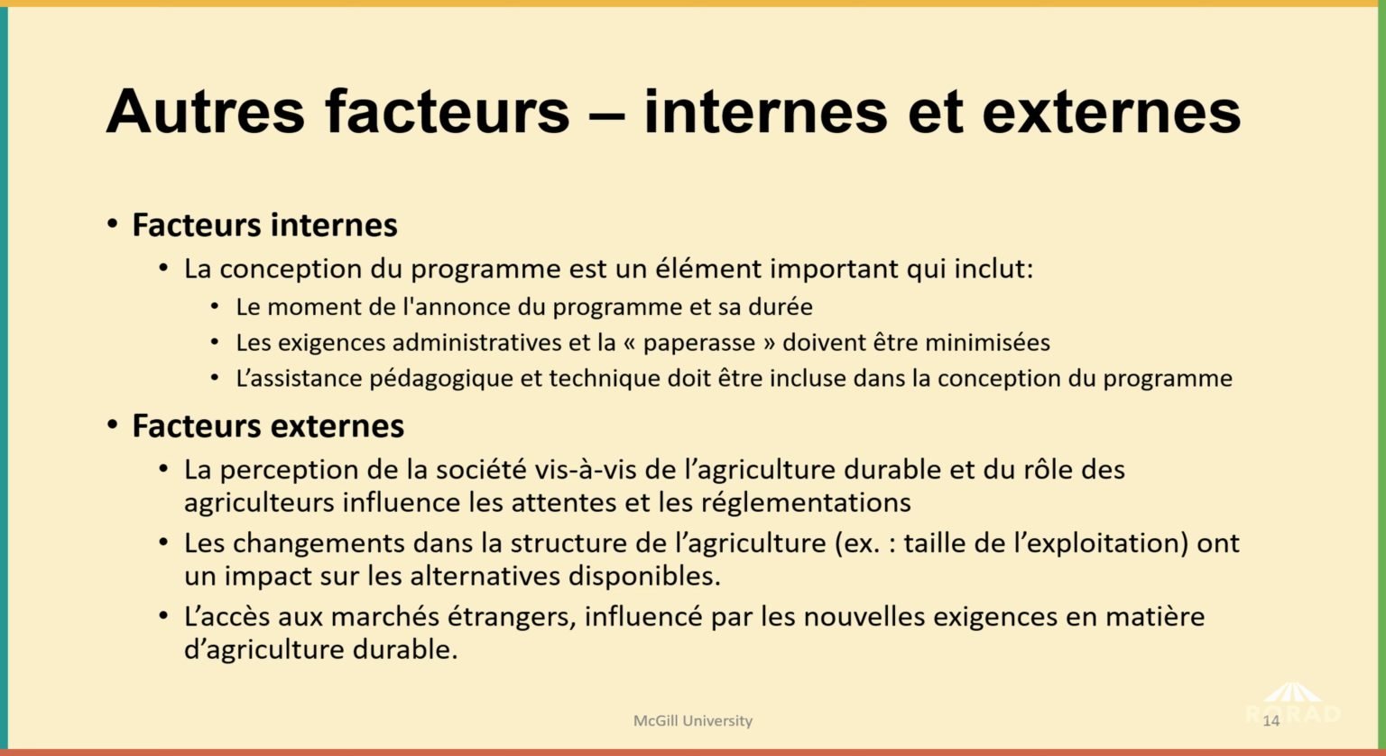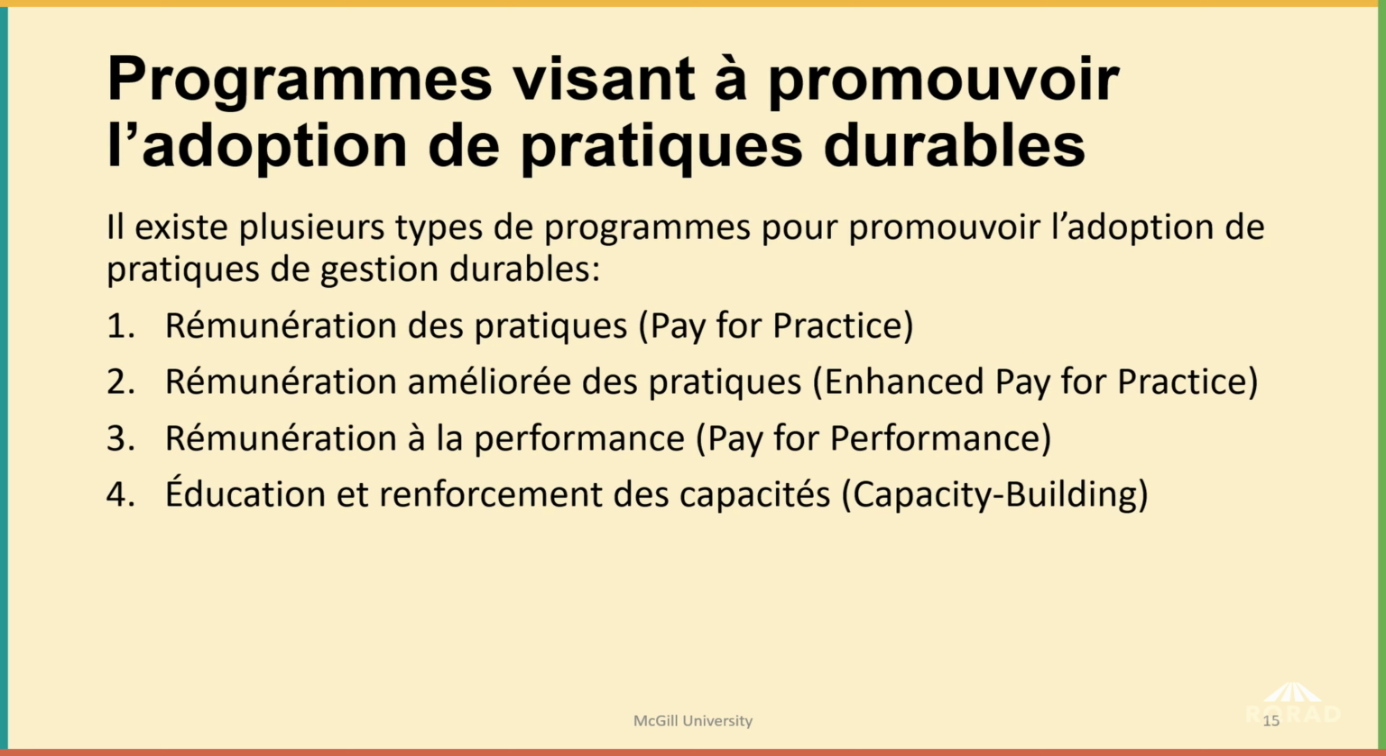But we also have external factors that play a role in the adoptions. What is society's perception of sustainable agriculture and farmers' role? And that impacts sort of expectations and regulations. Again, we have to look at the change in the structure of agriculture. Large farms have a different choice of beneficial management practices than small farms. Again, market access to foreign markets is also another element that will impact us. Again, trade disputes also have an impact on our ability to move trade externally.